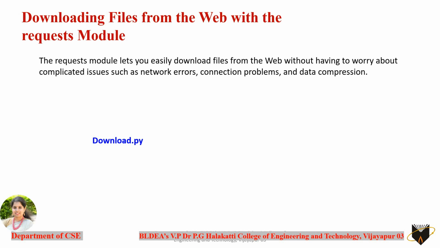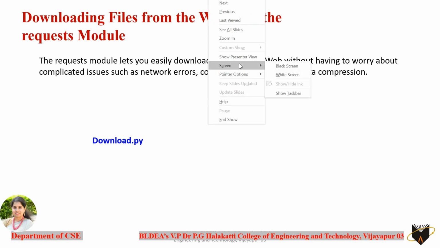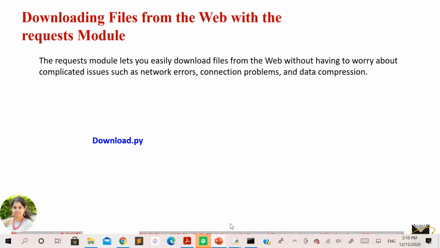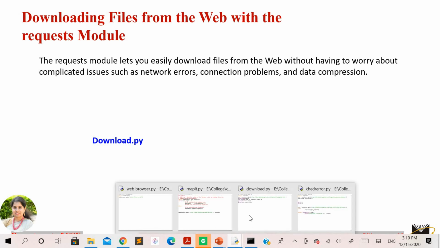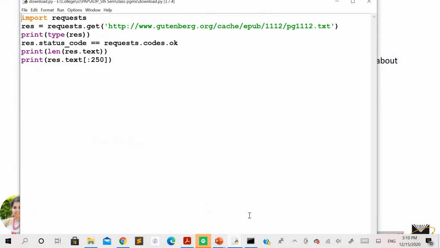For doing that, we require a module known as requests. The requests module lets you easily download files from the web without having to worry about complicated issues such as network errors, connection problems, and data compression. We'll see how it is done again with a Python file here. For that, as I told you, you need to import the module known as requests.